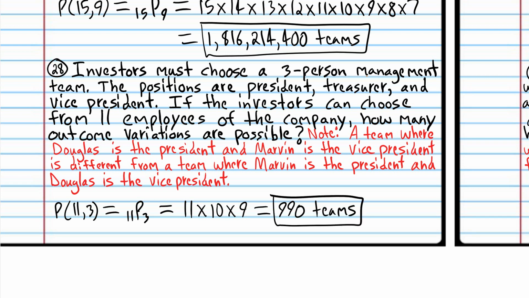So again, we're not allowing one person to have multiple positions. No repetition is allowed, but we are allowing for permutations, because a team where Douglas is the president and Marvin is the vice president is different from a team where Marvin is the president and Douglas is the vice president. That's a different team, so we're counting all those different permutations.